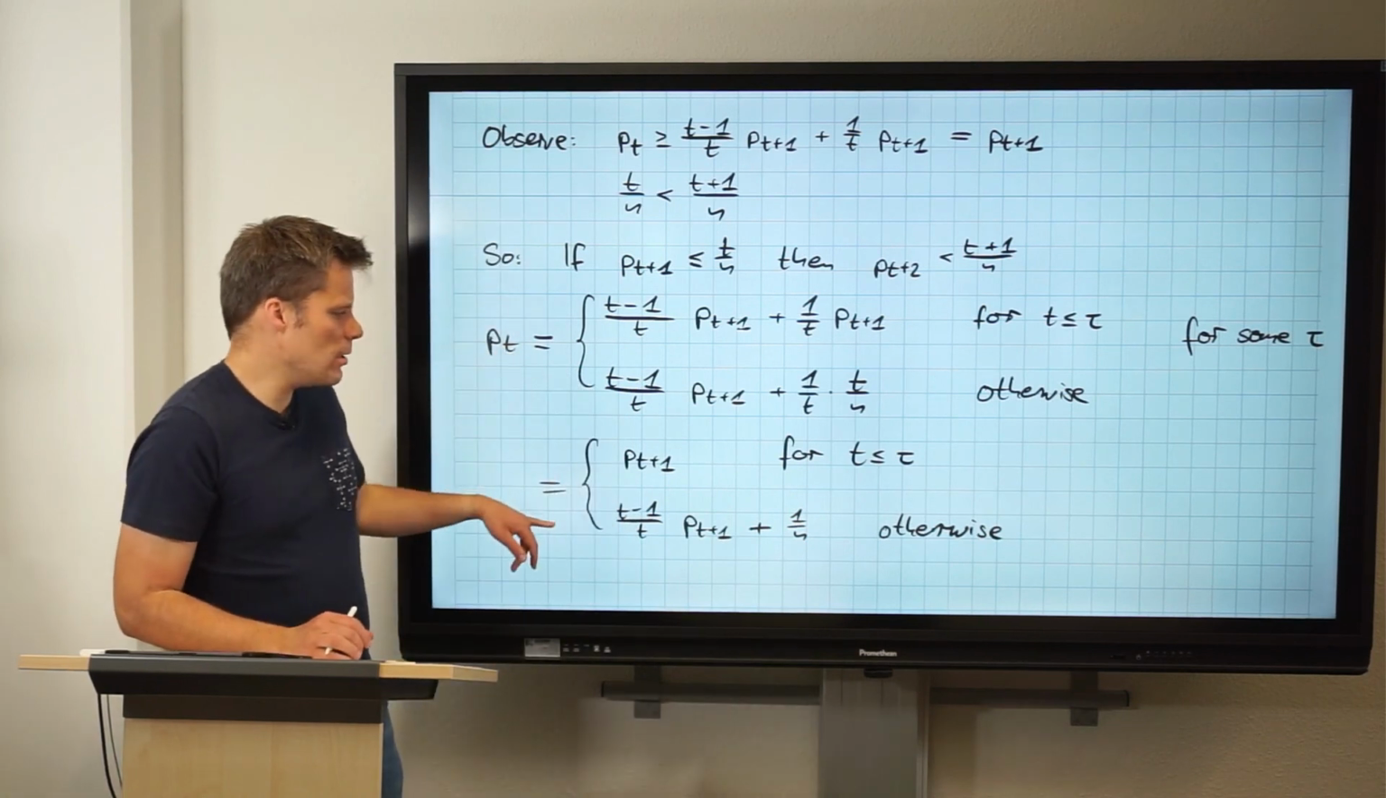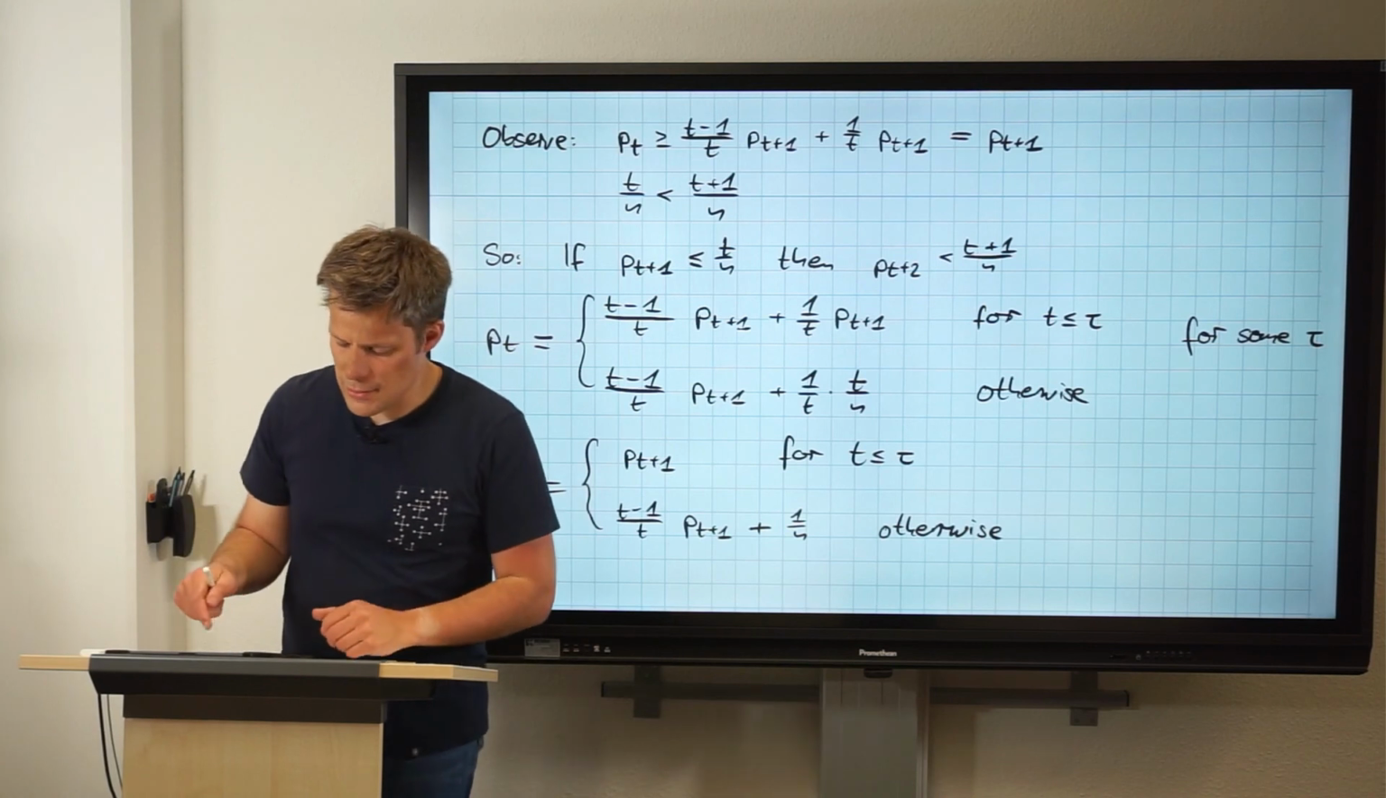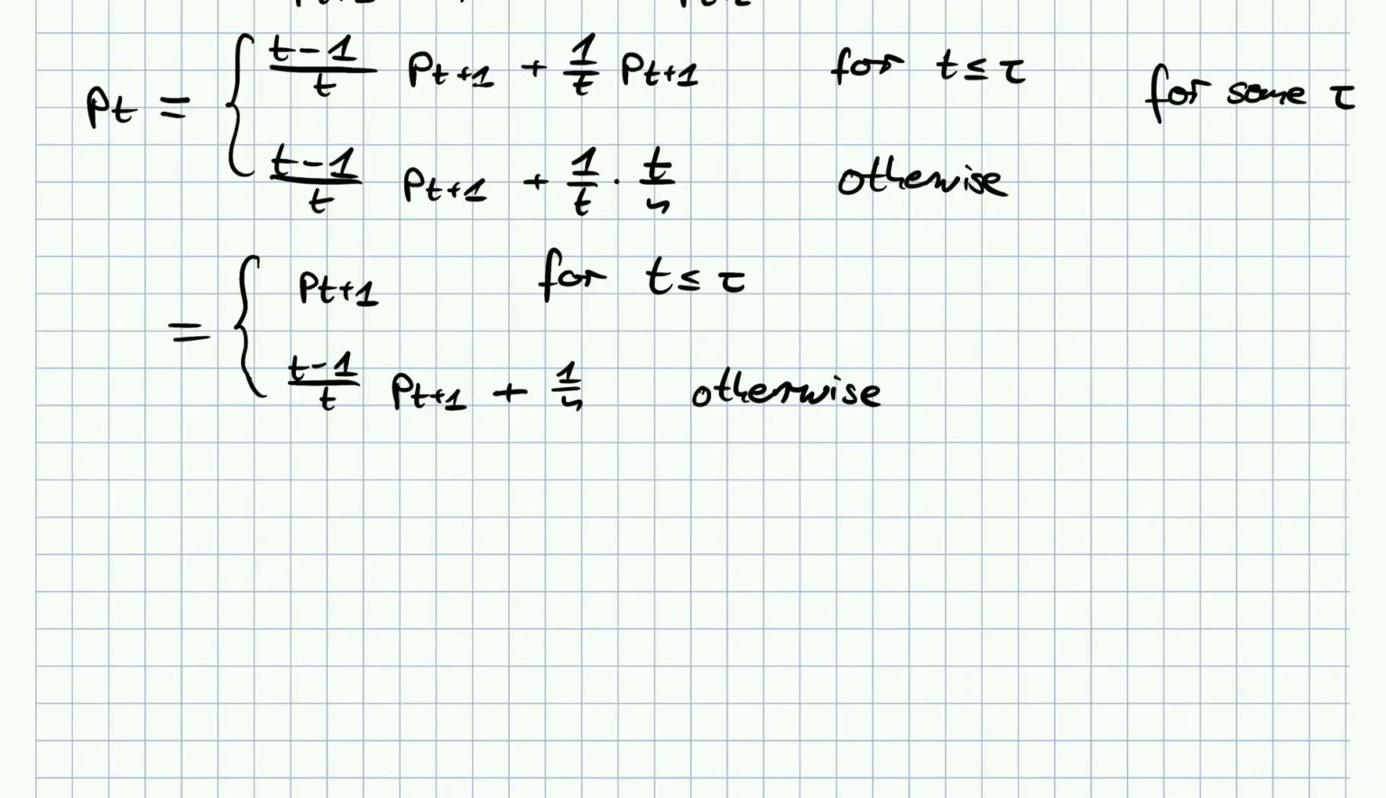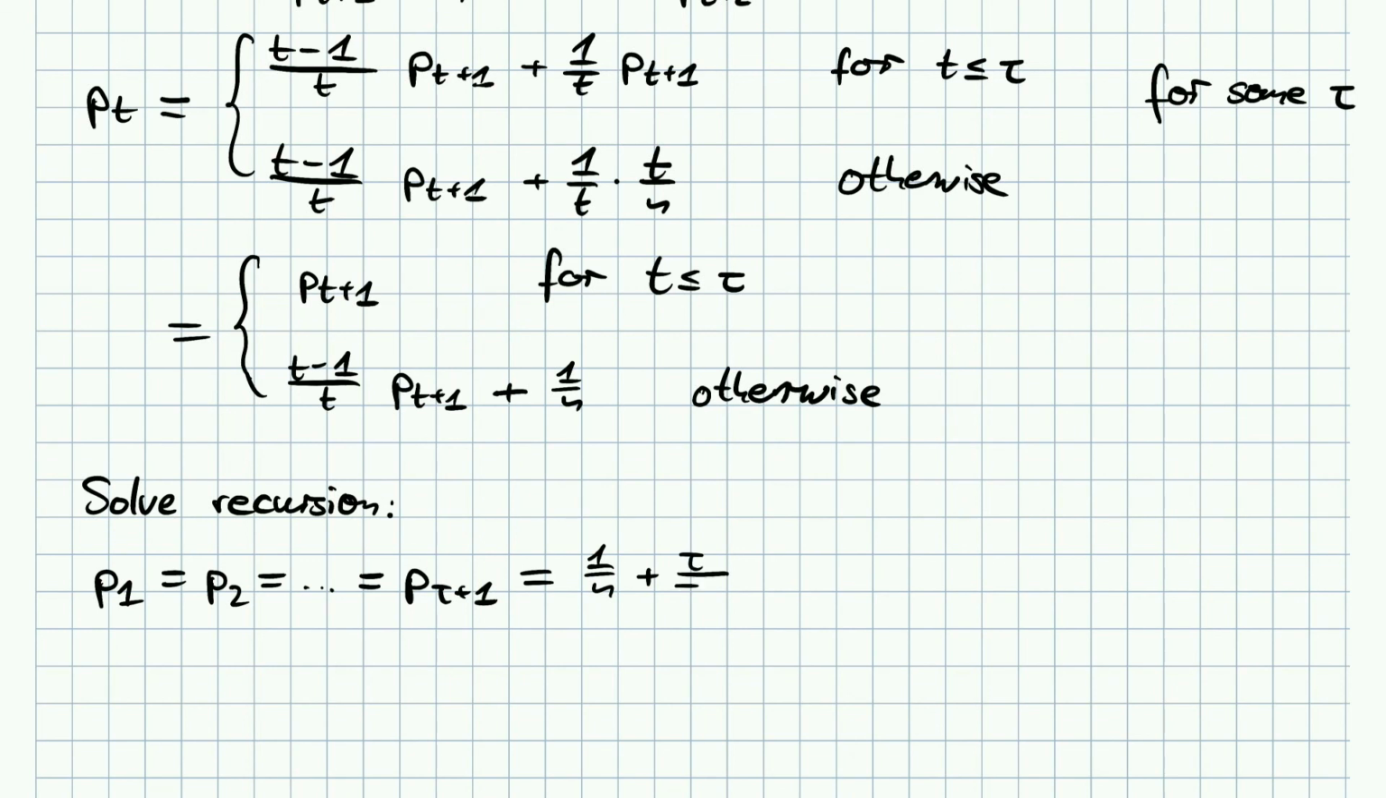But given that we now have this formula, we can even figure out what are the values of p_t, and we can simply solve this recursion. And how big is p_1? p_1 will be the same as p_2, and so on up to p_{tau+1}. And how big is p_{tau+1}? It is 1 over n plus tau over tau plus 1 times p_{tau+2}. And how big is p_{tau+2}? It is 1 over n plus tau plus 1 over tau plus 2 times p_{tau+3}.